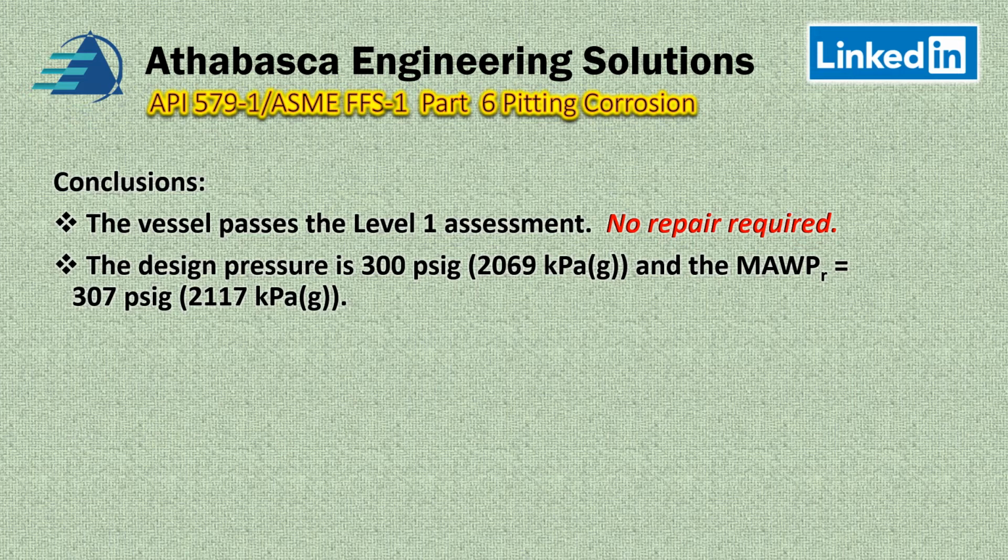And so our maximum allowable working pressure required is 307 PSIG or 2117 kPaG. Now, we can also use that in the future, for example, if we want to derate our vessel and consider how much life we would get for the vessel by using a very similar type of iterative process.